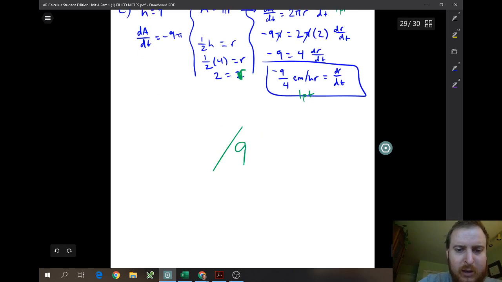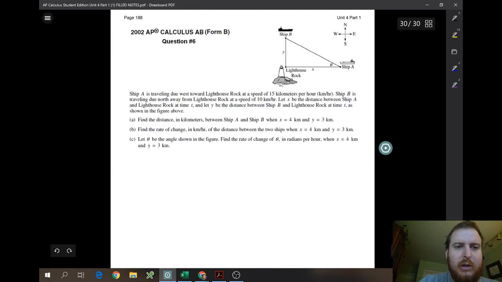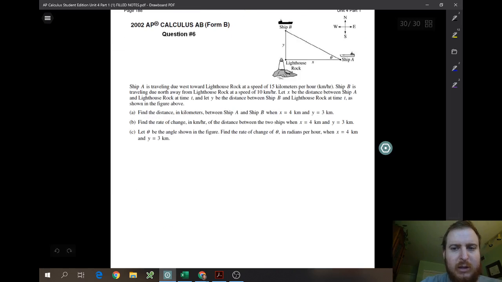This was kind of tricky, but if we practiced this, we should have been able to do pretty well on that. Do be careful about your units and make sure that we're paying attention to those. So last question is this lighthouse question. This one's kind of tricky. I thought it was definitely a little bit of a more difficult question.